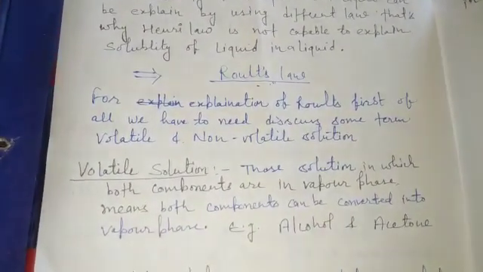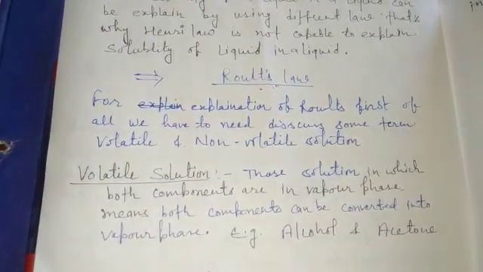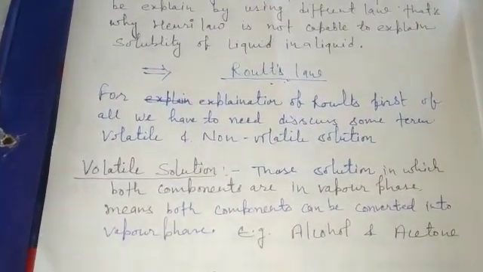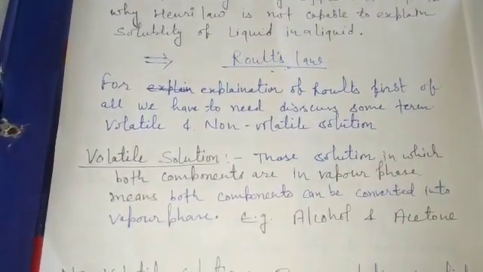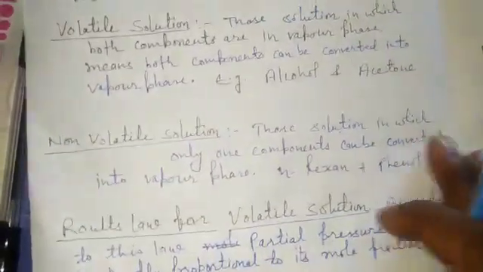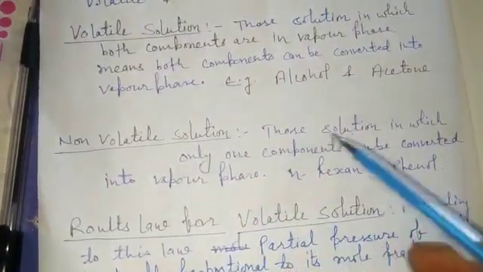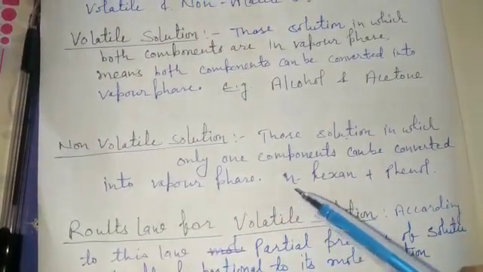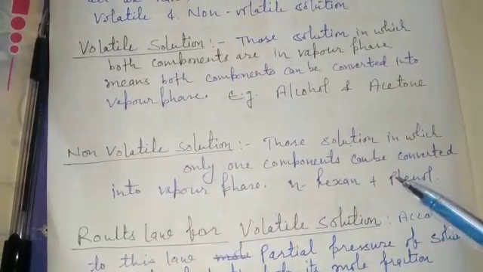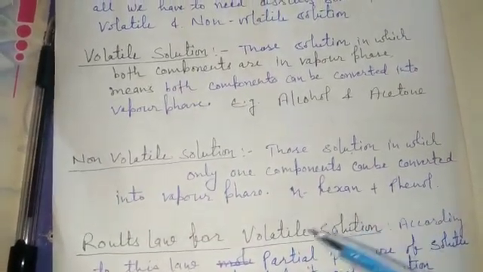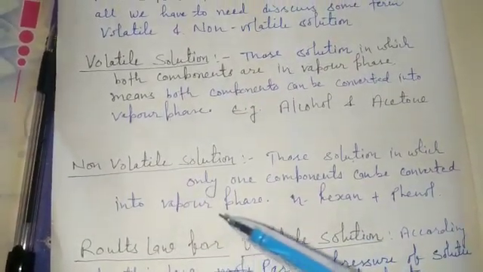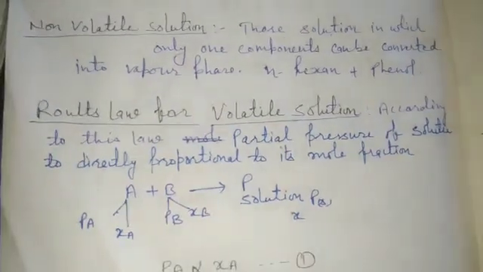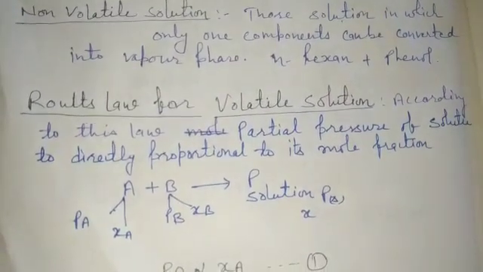Because both solute plus solvent are able to convert into the vapor phase. This is a volatile solution. Now come to non-volatile solutions. Non-volatile solutions are those solutions in which only one component can be converted into the vapor phase. For example, n-hexane plus phenol, n-hexane plus alcohol. This is an example of a non-volatile solution. Now we will discuss Raoult's law for volatile solutions.